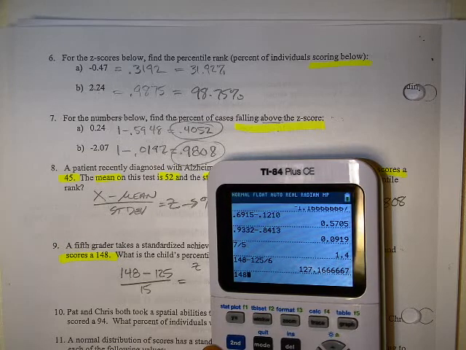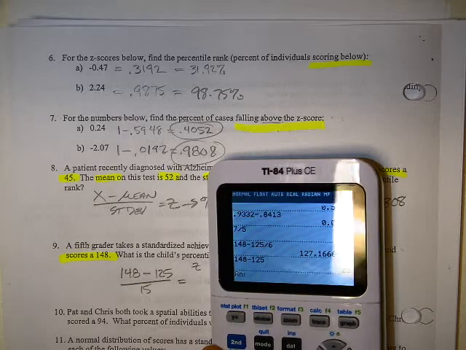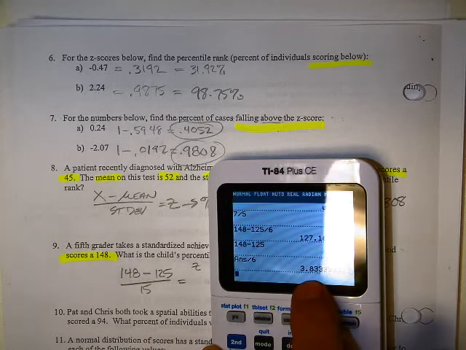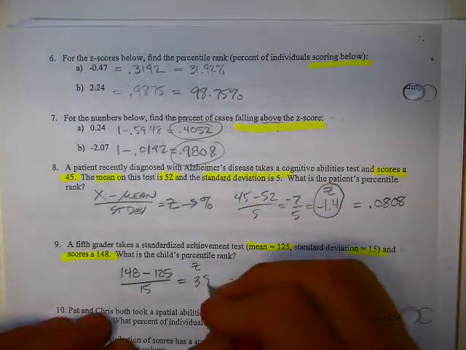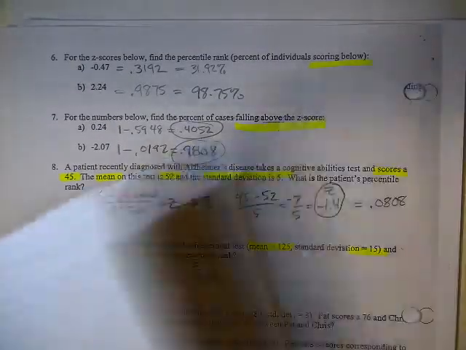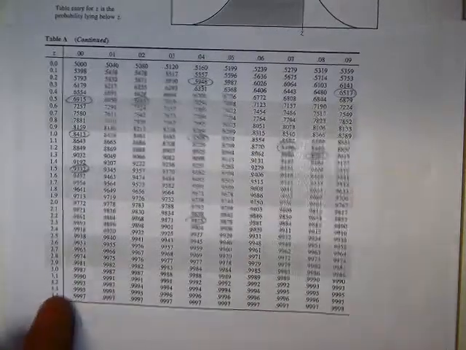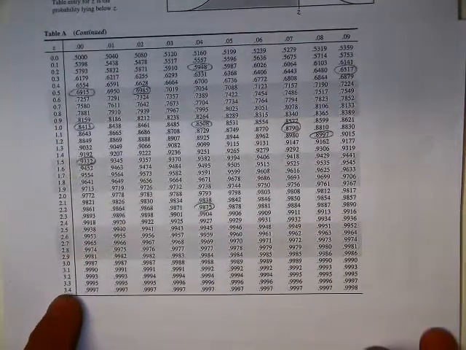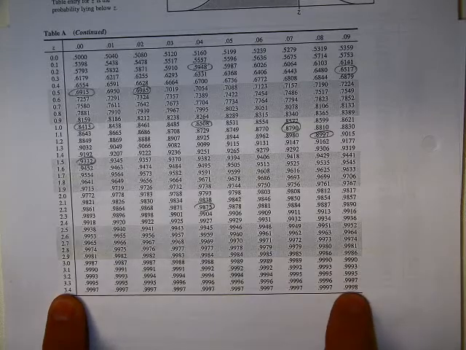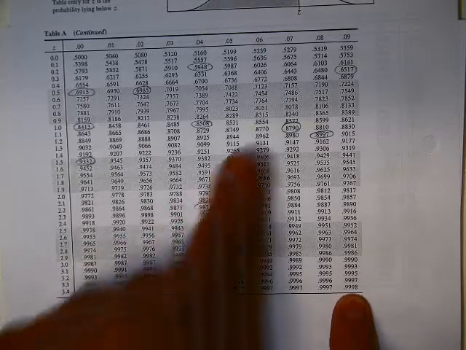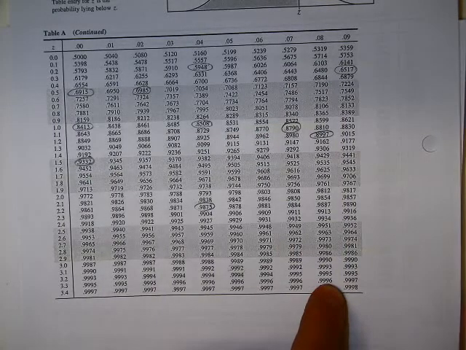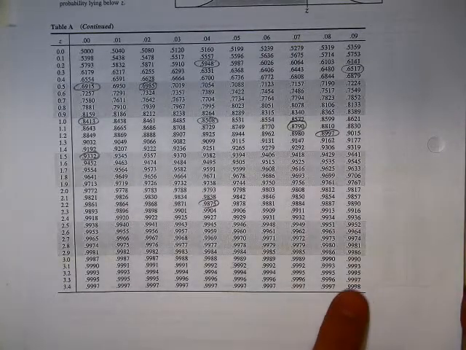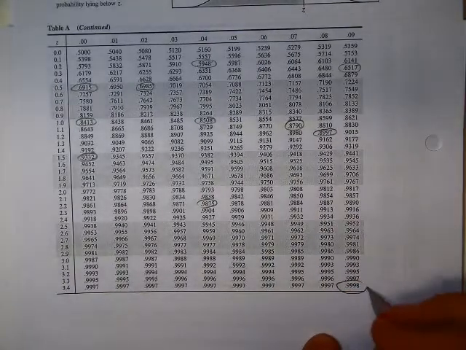So I'm going to do 148 minus 125, then divide that by 15, and I get, wow, that's a really large standard deviation. 3.83. And that doesn't fall on our graph. I don't have a 3.8. I don't even have a 3.5. So what's the probability of being more than a 3.49? Almost 0. So what is this guy's percentile rank? It's more than the highest score on our table of 0.9998.